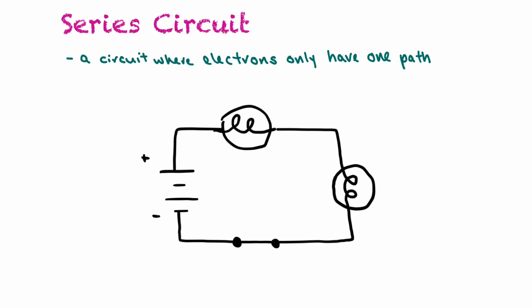So because electrons can only flow in one path, if something happened to one light bulb, it's going to prevent the flow of electrons to the other. So if this light bulb goes out, this one's going to go out too, because there won't be a path, because the circuit is broken. So this is an example of the old style Christmas lights that we used to put on our trees.